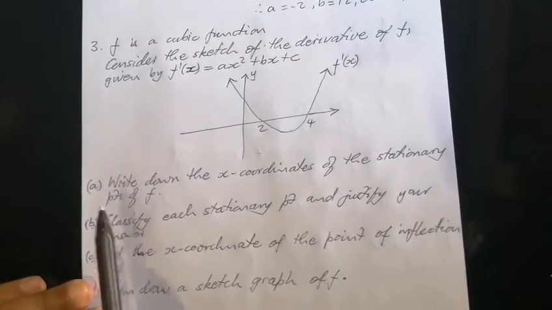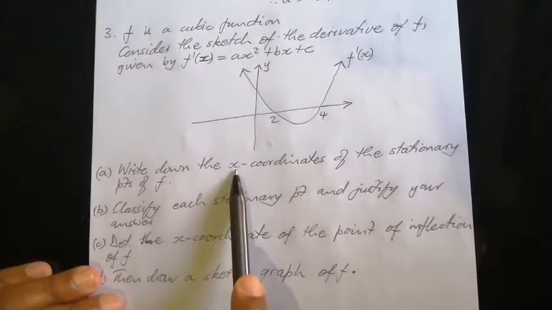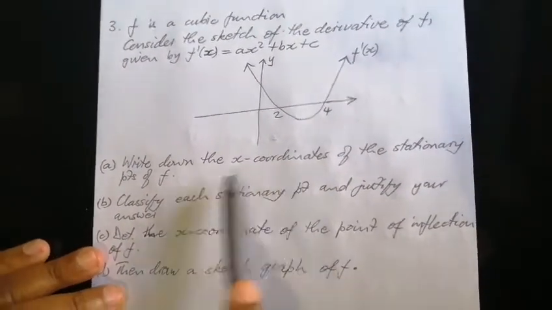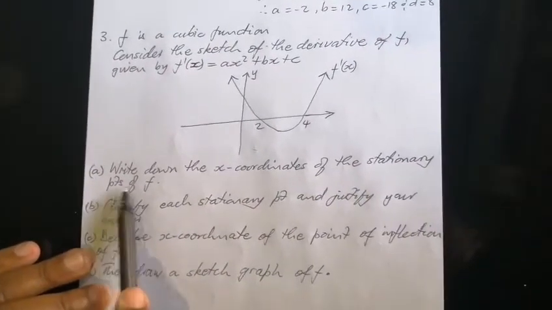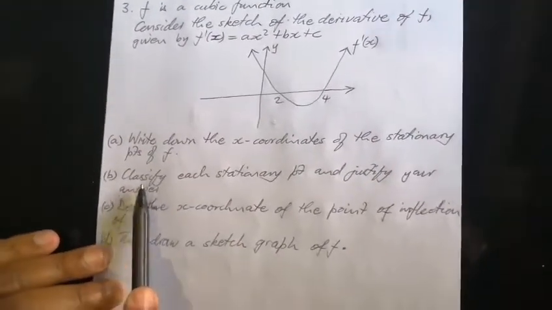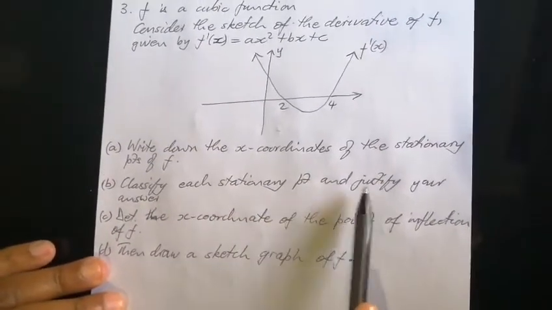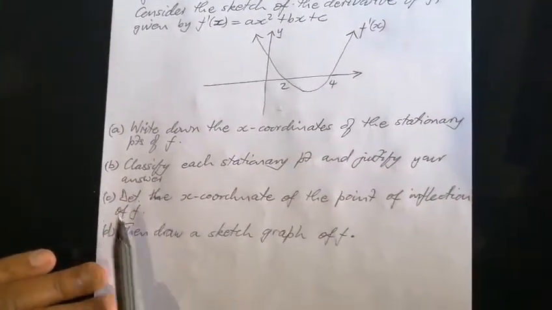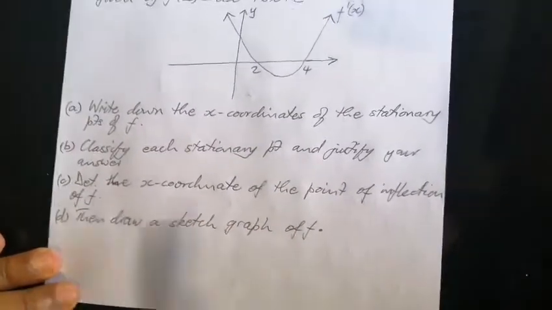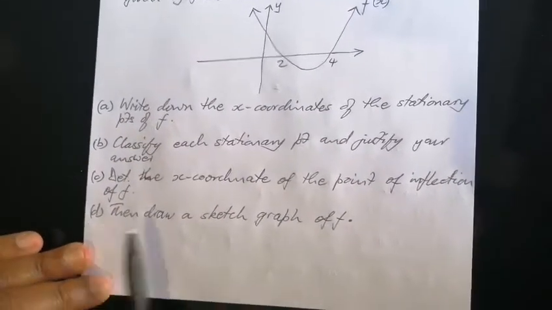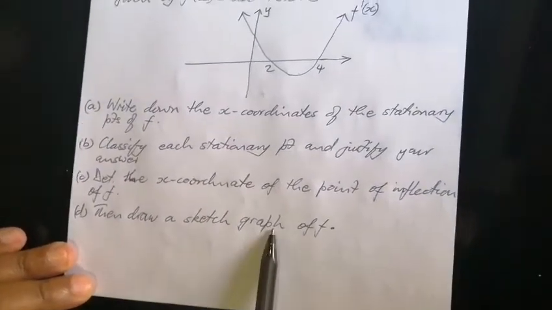Now the question says, write down the x coordinates of the stationary points of f. Then part B, classify each stationary point and justify your answer. Then part C, determine the x coordinate of the point of inflection of f. D, then draw a sketch graph of f. That is what we are going to answer now.